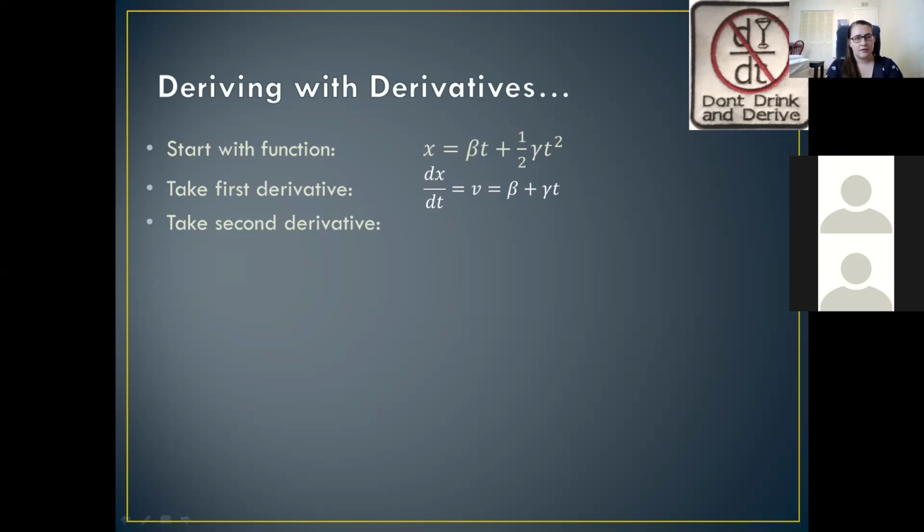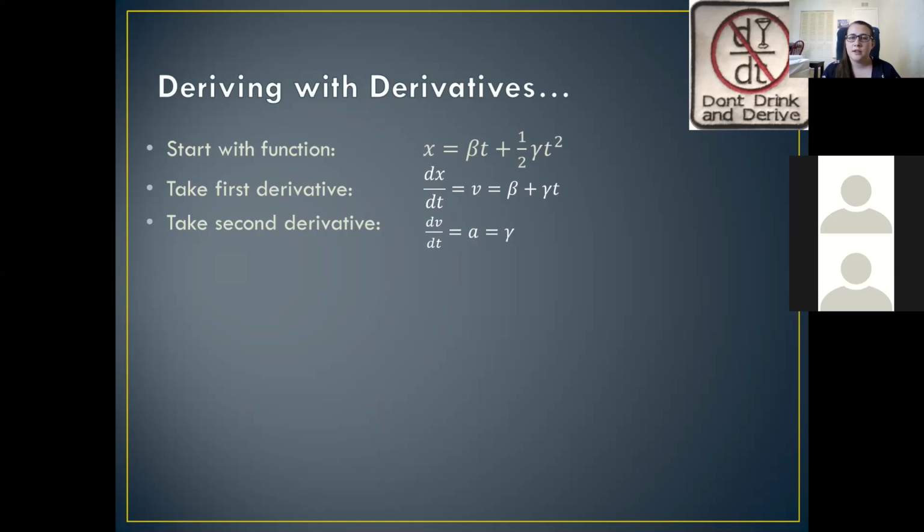Only gamma. All right. Good. Absolutely. So the derivative of velocity with respect to time gives us our acceleration. Beta, remember, we're going to treat it as a constant, so that would disappear. The derivative of a constant is 0. So we're left with just gamma as our derivative of this function.